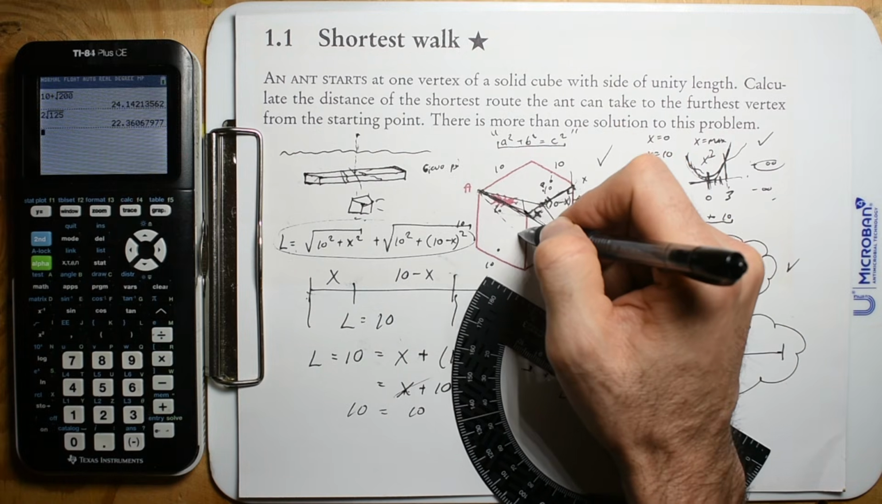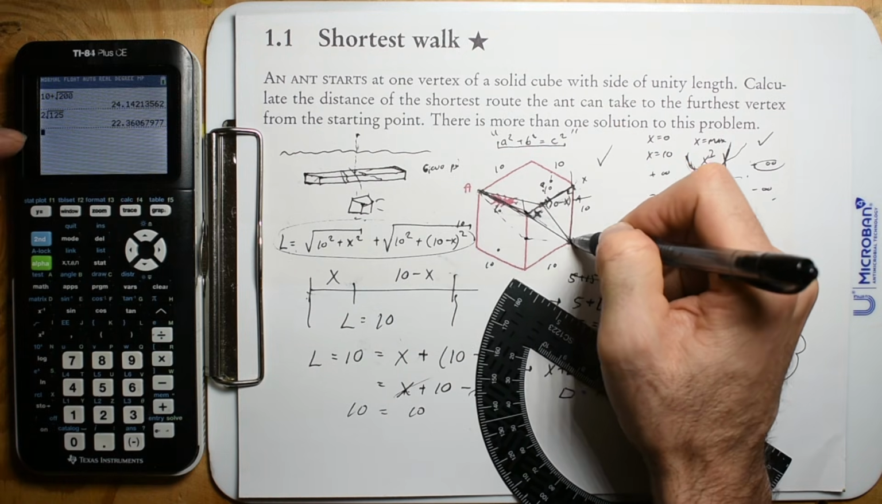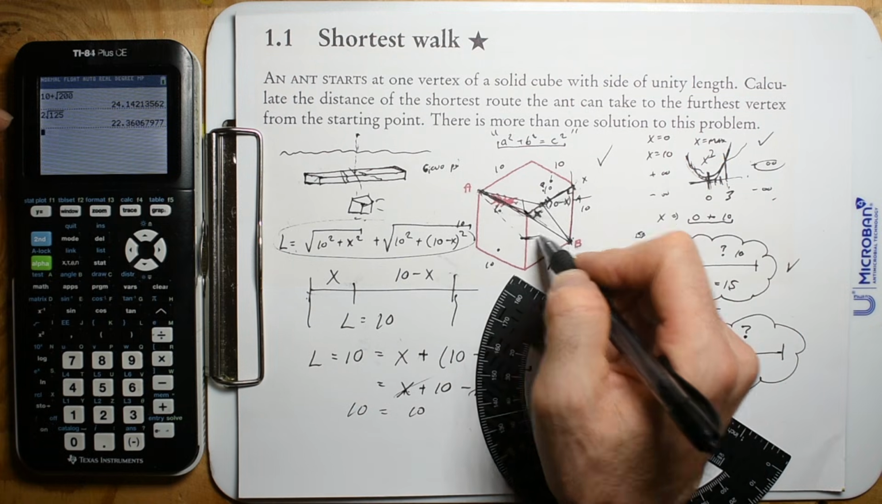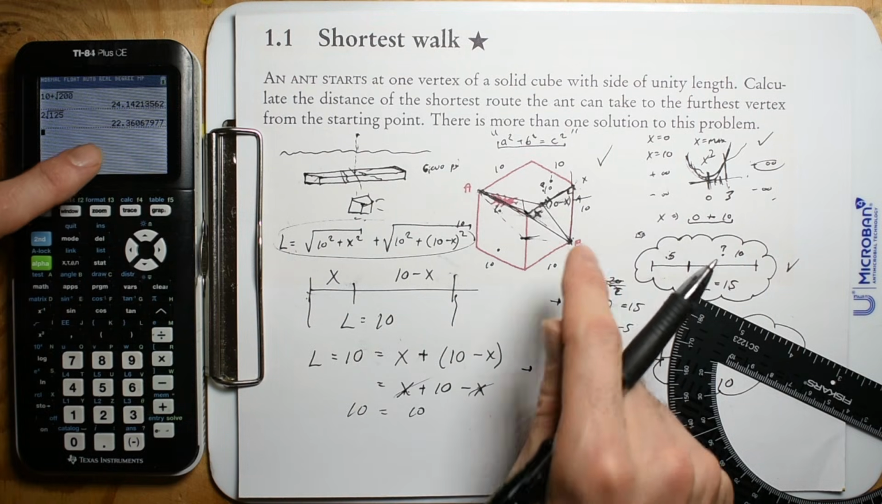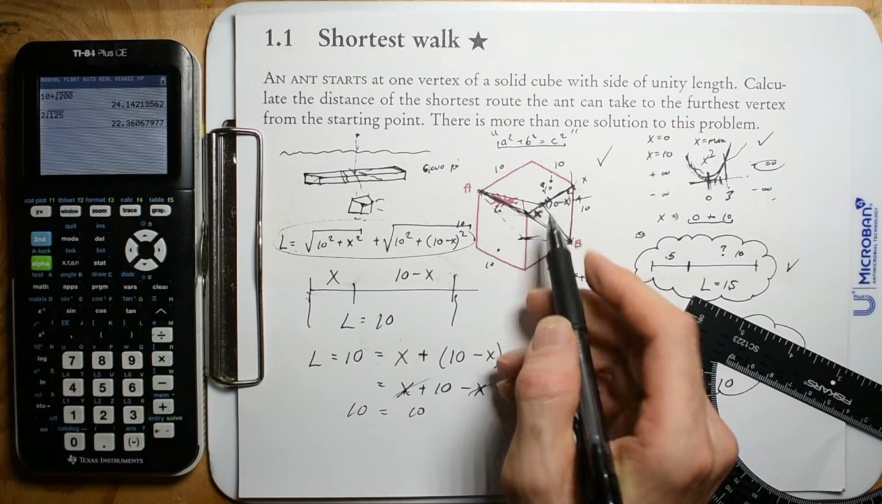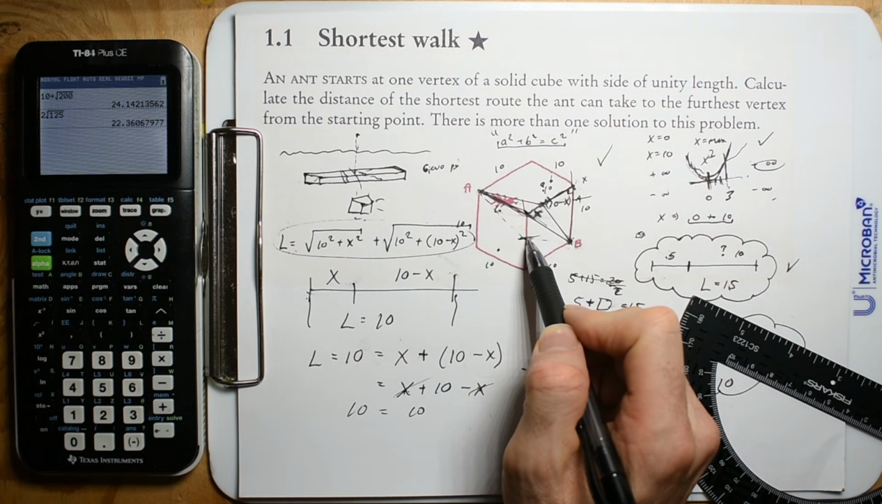And then I said I'm going to go to this point halfway, and I just thought that would be a good place to start. And then I got 22.36. But now here is how quickly you can see if this is the minimum point.